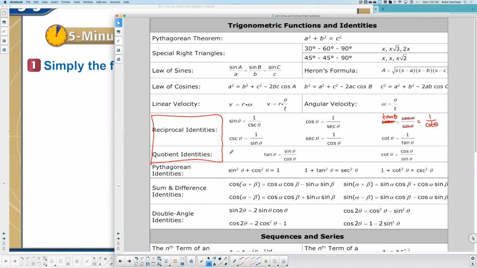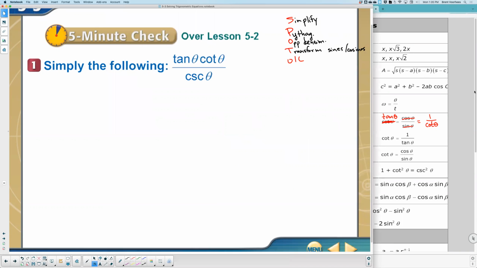What's not on your desk is this quotient identities. This is what we need to do for transformations. You need to use these four, these four here and these two. These total 6 to transform everything to sines and cosines. So that's what I'm going to do here. Okay, so first, I'm going to rewrite a problem so we can look at the formula chart. Problem says we're trying to simplify tangent times cotangent divided by cosecant.